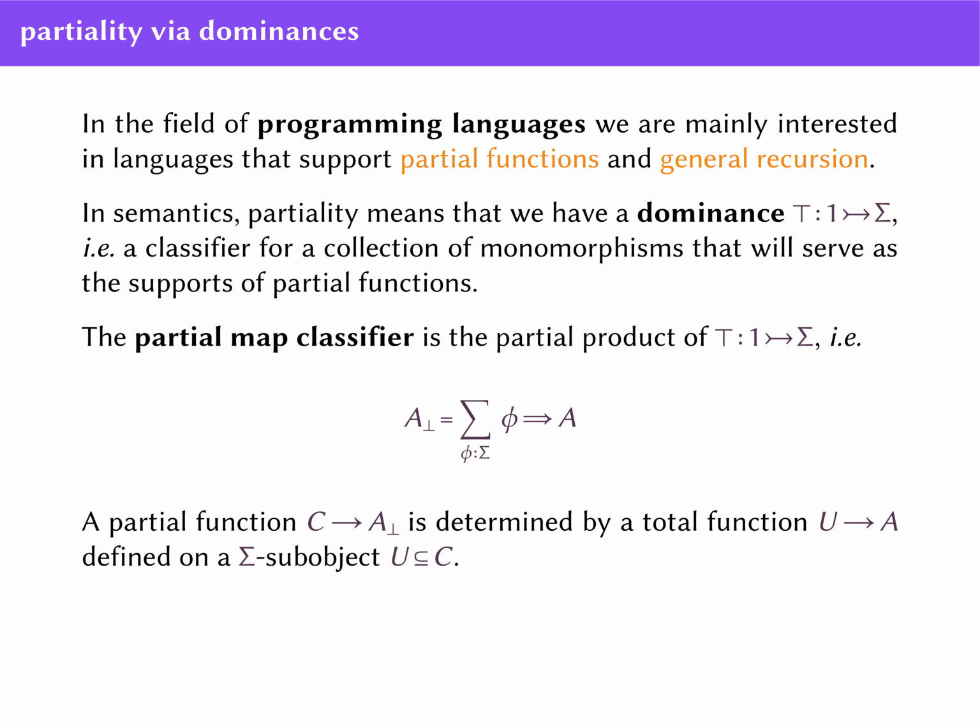The partial map classifier can be computed as a partial product of the dominance itself. Thus, a partial function from C into the lift of A, or the partial map classifier of A, is determined uniquely by a total function U arrow A defined on a sigma admissible subobject U of C.